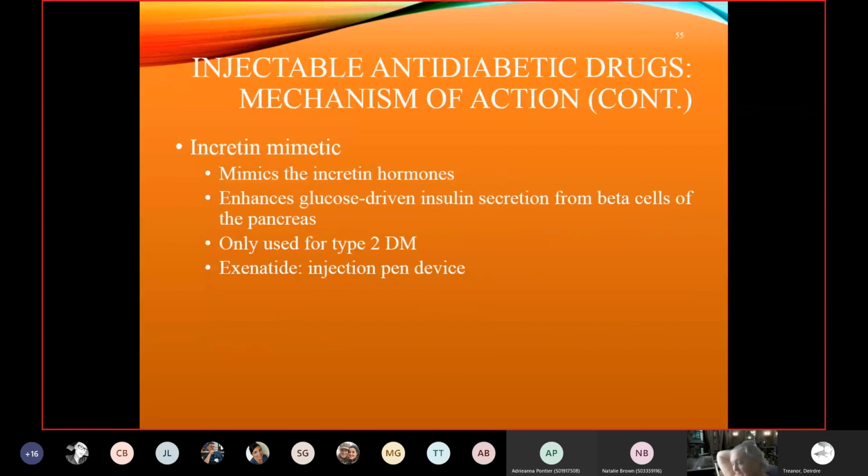Incretin mimetics, they mimic incretin hormones. And they're released by the GI tract in response to food. They stimulate insulin secretion, reduce postprandial glucagon production, slow gastric emptying, and increase that feeling of fullness. Most important incretin hormones are GLP-1, so glucagon-like peptide 1, and gastric inhibitory peptide, or GIP.